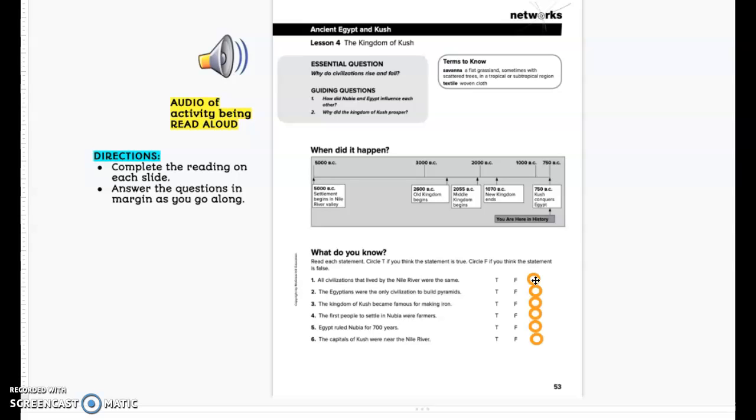Number 3, the Kingdom of Kush became famous for making iron. True or false? Number 4, the first people to settle in Nubia were farmers. True or false? Number 5, Egypt ruled Nubia for 700 years. Circle true or false. And number 6, the capitals of Kush were near the Nile River. True or false? Drag the circle.